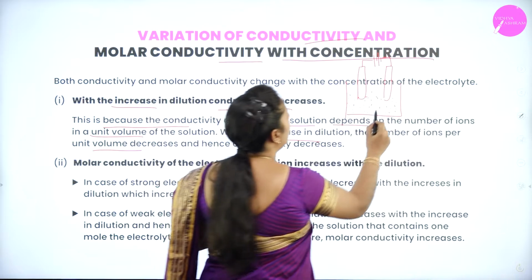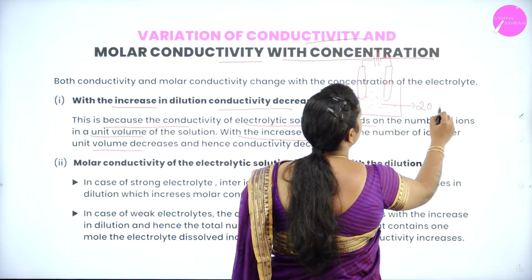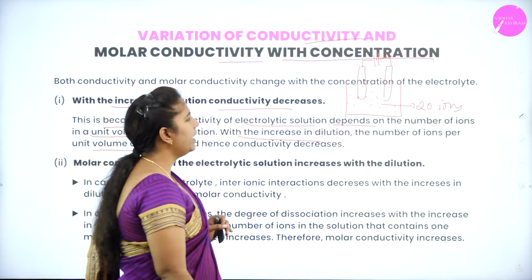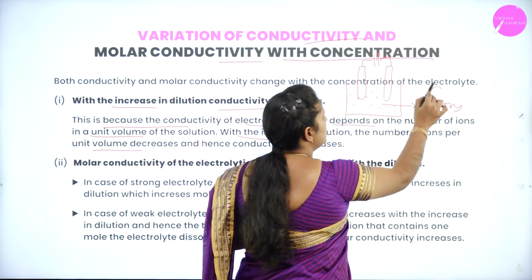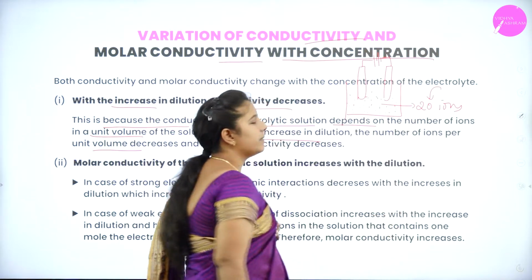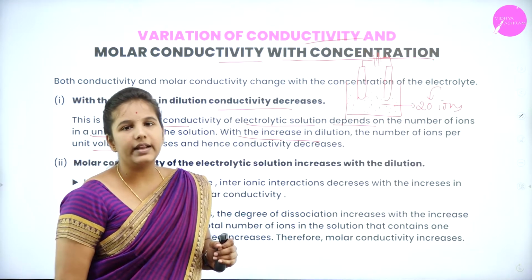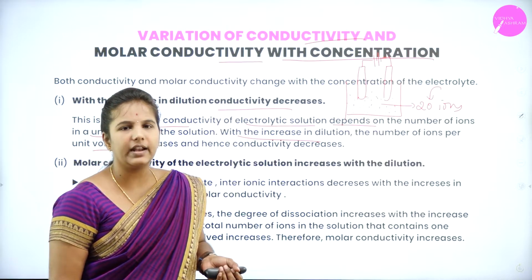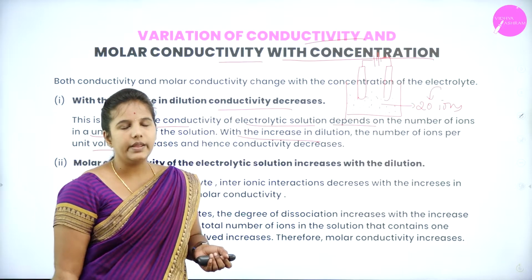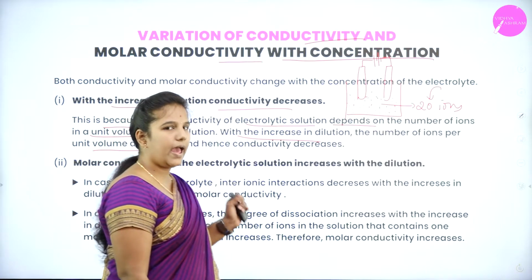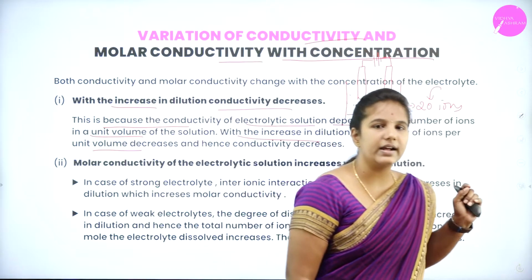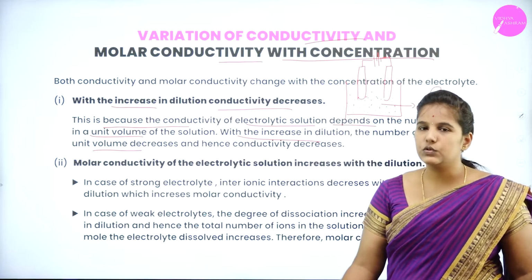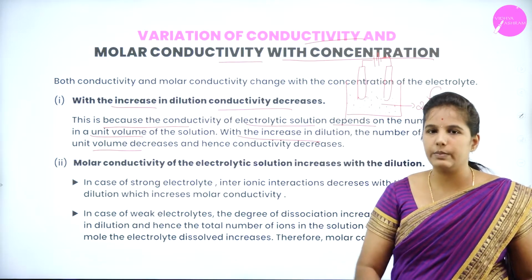Suppose imagine here 20 anions and 20 cations are present. If you dilute this solution, what will happen? The ions will get diluted. If the ions get diluted, what will happen? It does not respond as much for the conductivity, so the conductivity will decrease. This happens only in the case of conductivity. So when you increase the dilution, conductivity will decrease.